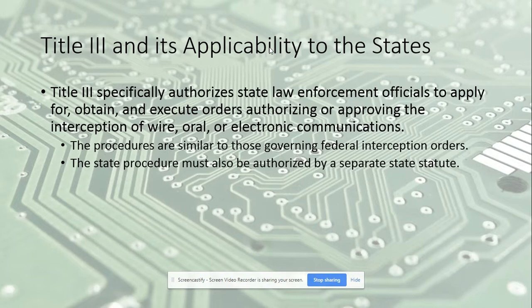So Title III specifically authorizes state law enforcement officials to apply for, obtain, and execute orders authorizing or approving the interception of wire, oral, or electronic communications. These procedures are also similar to those governing federal interception orders, but the state procedure must also be authorized by a separate state statute. Basically, Title III essentially says nothing in this section shall prohibit state law enforcement officials from doing the same things that this law allowed federal law enforcement agents to do. It doesn't necessarily authorize state officials to do it, but it doesn't prohibit it. It says that for state officials to do it, their state legislature has to pass a state statute authorizing the exact same thing that this title does, because this law only applied to federal agents.